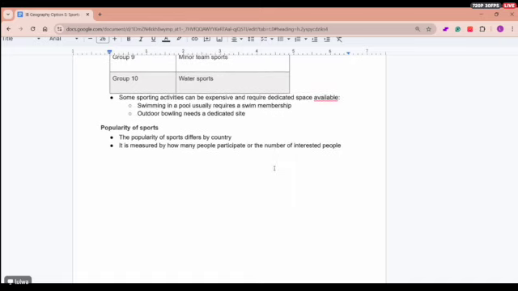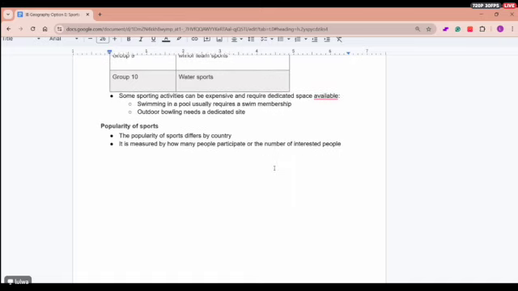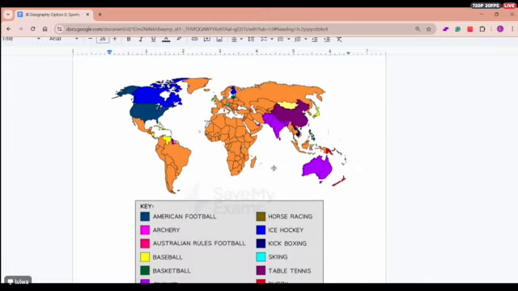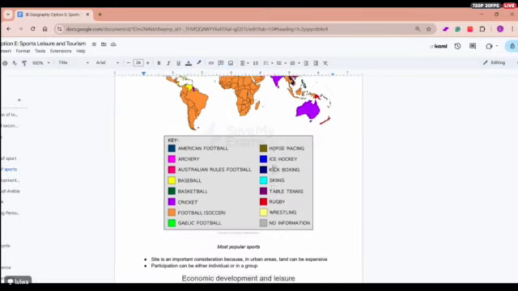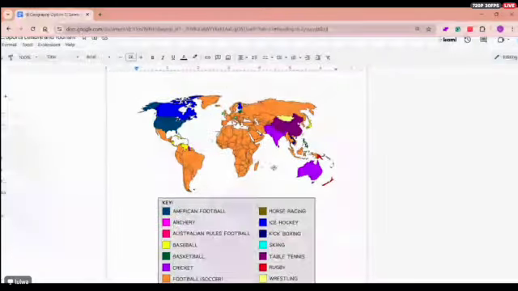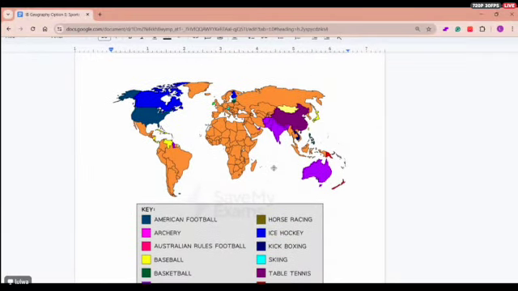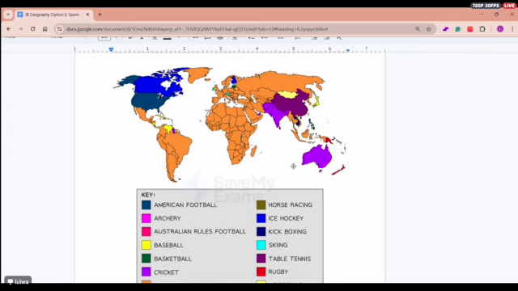And also the popularity of sports really differs by country. It is measured by how many people participate or the number of people interested. As you can see here around the world, you can see what sports are really famous where. Of course, football is the most popular sport of them all.